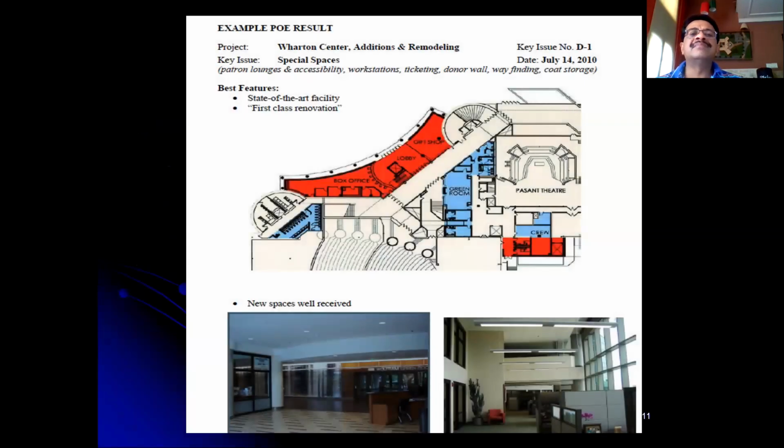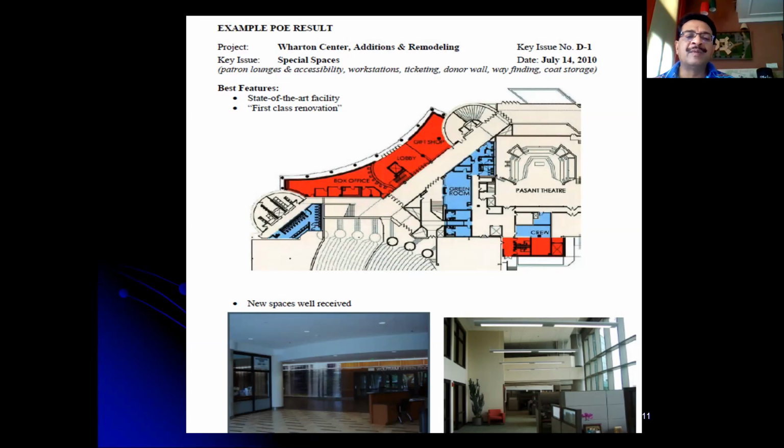So this is an example of a project which I just want to discuss, and it is a study from the internet. And see, here the focus is on special spaces. The project is the Wharton Center, the addition and remodeling of the Wharton Center. And the best feature is that this is a state-of-the-art facility, and it needs first-class renovation.